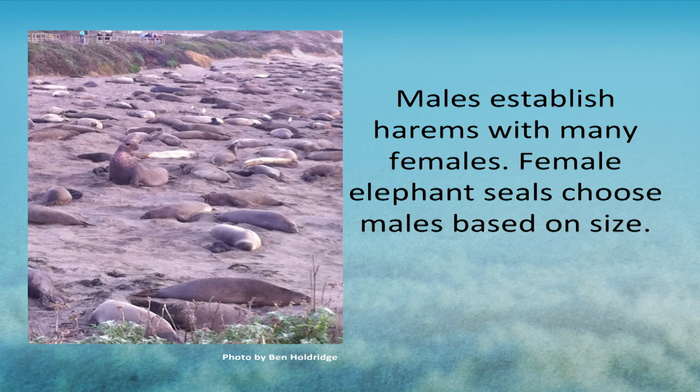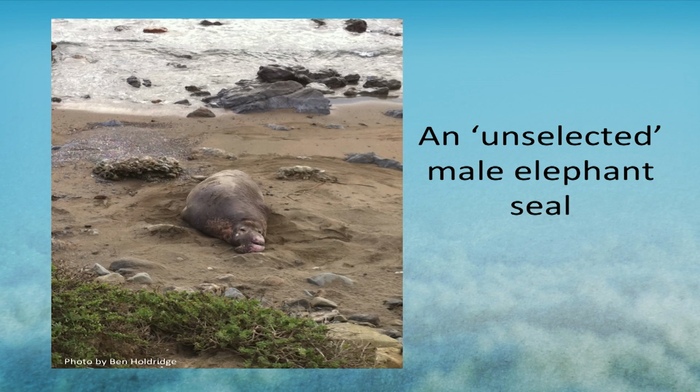All right, of course, the disadvantage to sexual selection is not everybody gets to be reproductively successful. Exemplified by the northern elephant seals, only 5% of males per breeding season actually get to reproduce with the females, and so many of them end up as unselected male elephant seals. So in this case, not everyone gets to be reproductively successful.